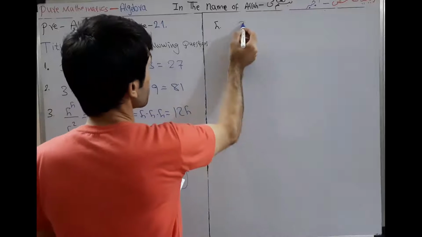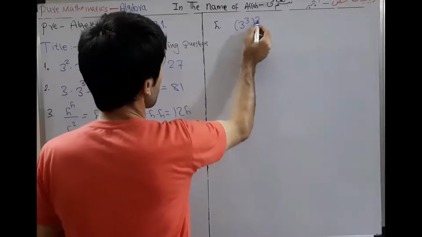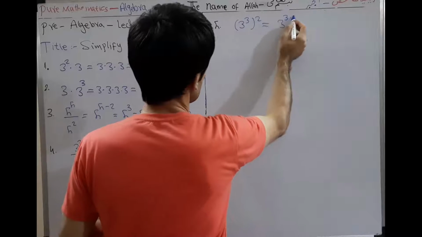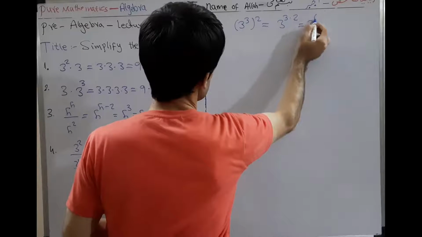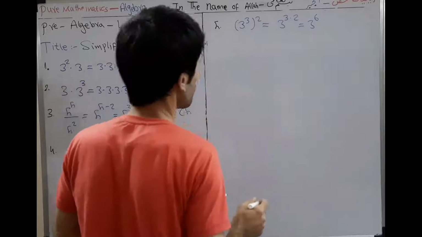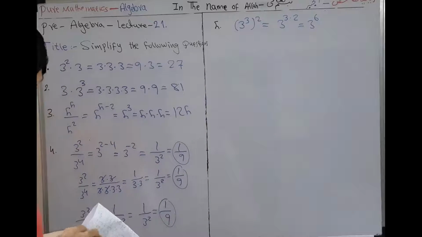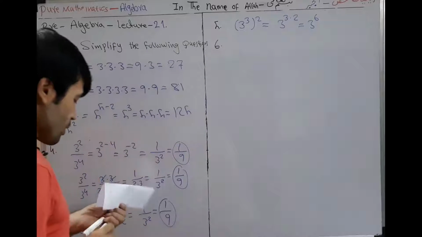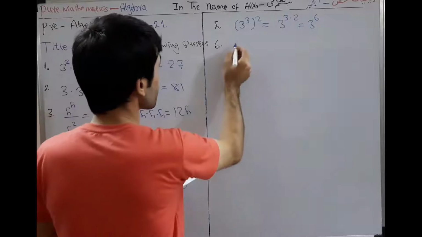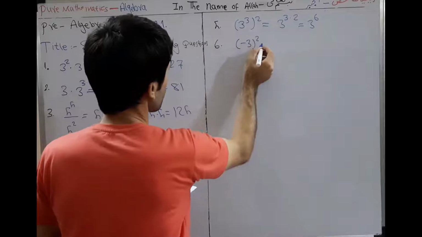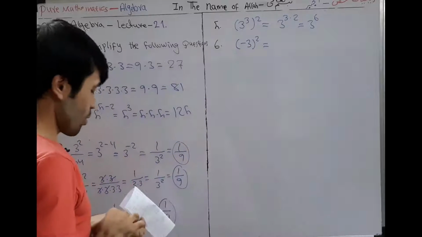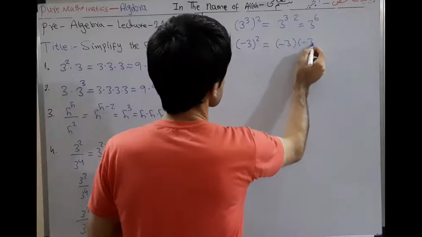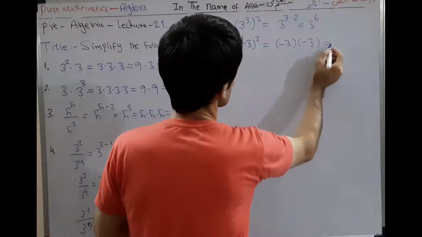Question number 5, 3 to the power 3 whole to the power 2, it is equal to 3 to the power 3 multiplied by 2, it is equal to 3 to the power 6. Number 6, minus 3 whole to the power 2, it is equal to minus 3 multiplied by minus 3, it is equal to 9.